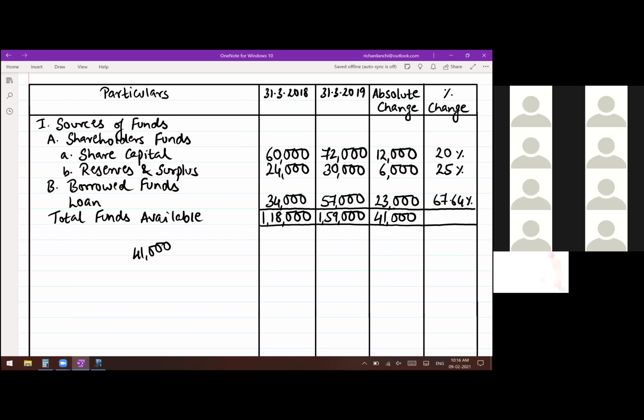41,000 divided by 1,18,000 into 100. 34.74%. Okay. Please check everyone, do your own calculation and see are you getting the same 34.74%.